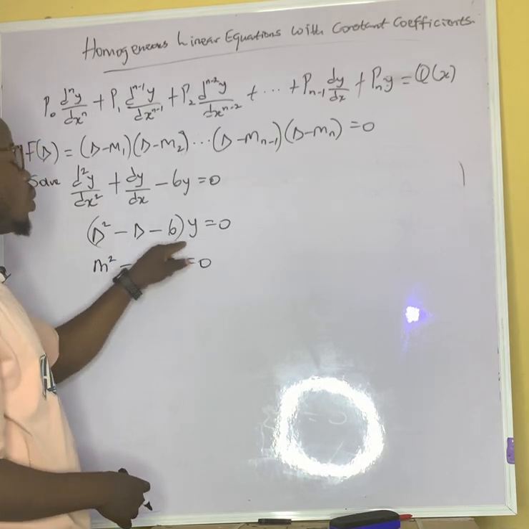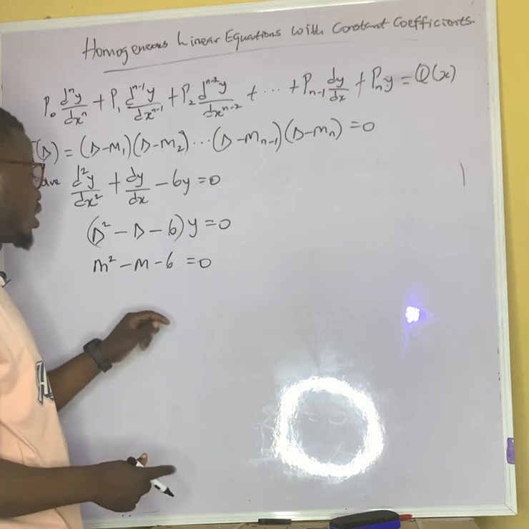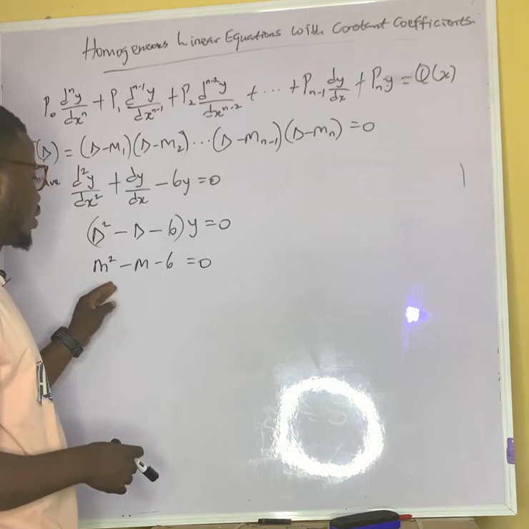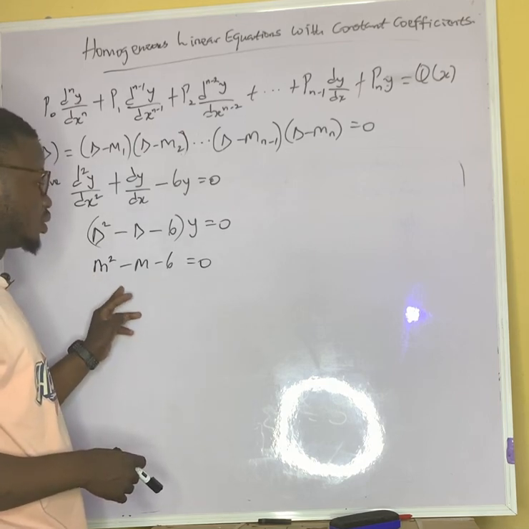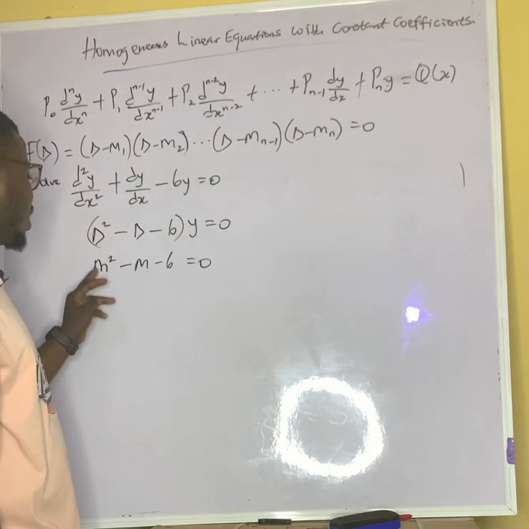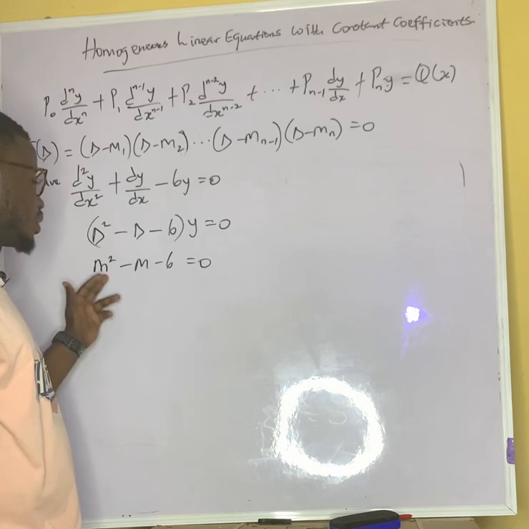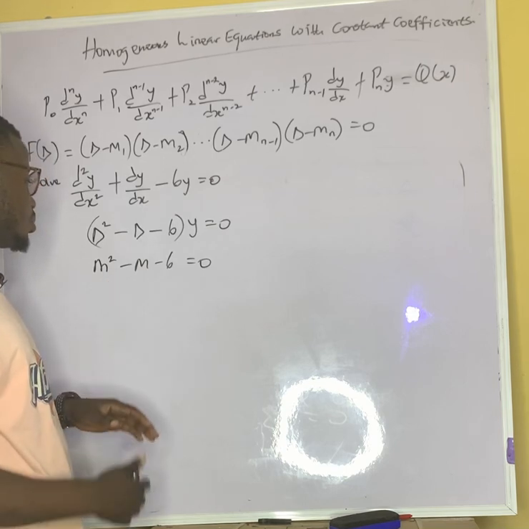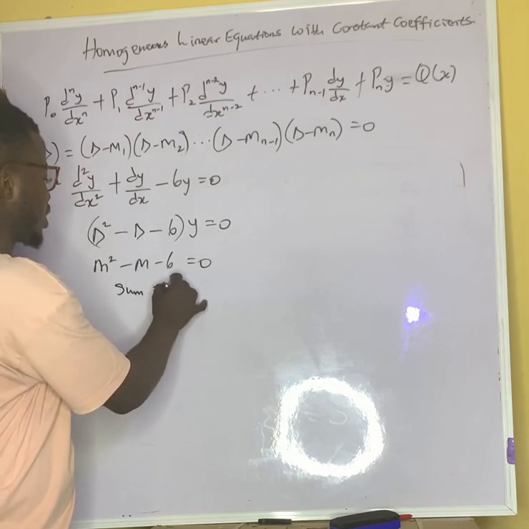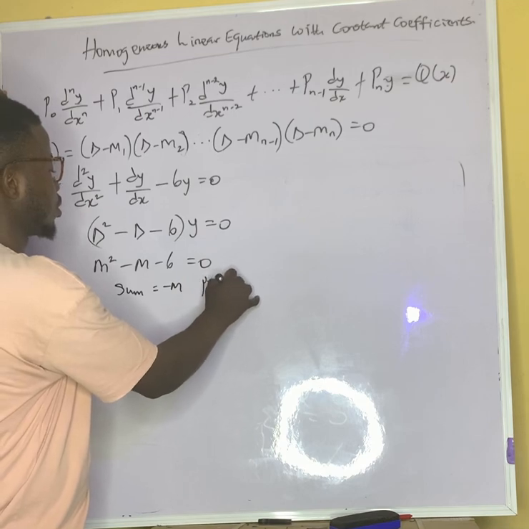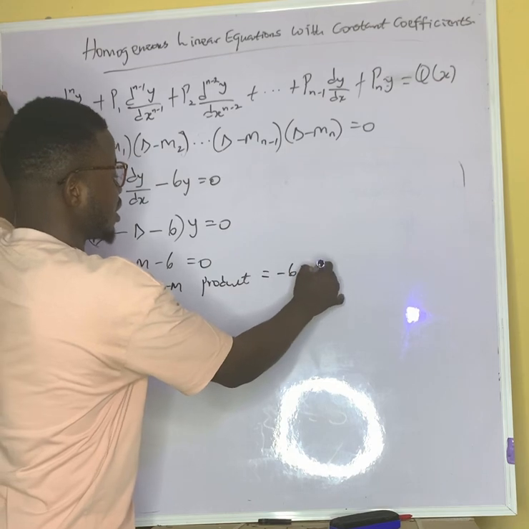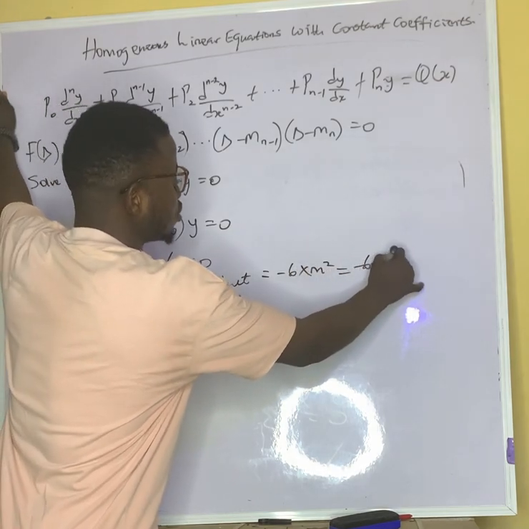So we can divide both sides by y, so that we can remove this particular y that is over there, and we can solve this. This is a quadratic equation. We can solve this using the factorization method, the quadratic formula, completing the square method, and so on. So here we can make use of the factorization method. Where we have the sum, which is the one at the middle, which is minus m, and also we have the product. Our product here is m squared times minus 6, which is minus 6m squared.